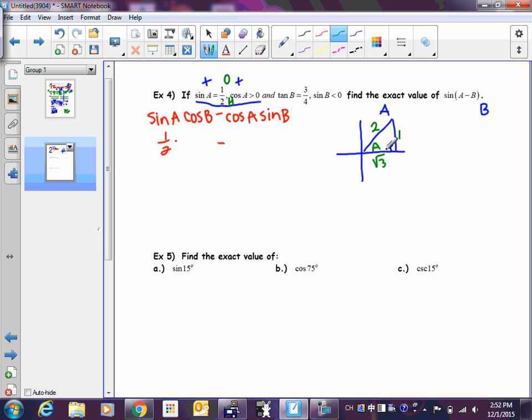All right. Now, the whole reason I did that is because I already knew what sine of A was, but now I need to know what cosine of A is. So what's cosine of A? Adjacent over hypotenuse, so root 3 over 2, and positive root 3 over 2. If you're worried about the negative, it's not that I put a negative there. The negative is coming from the minus in the formula.